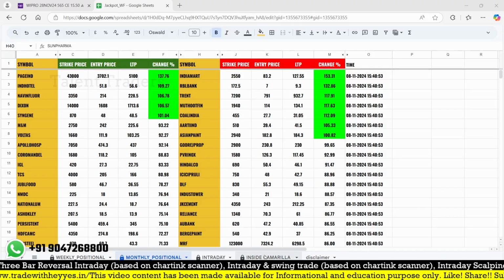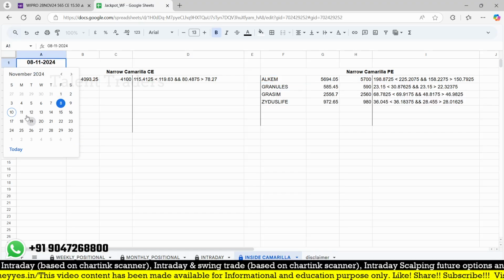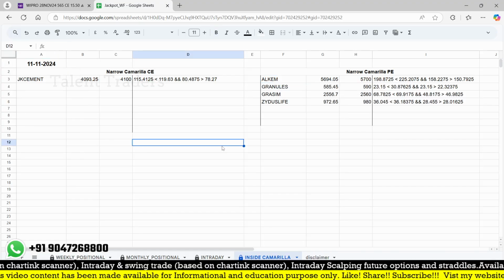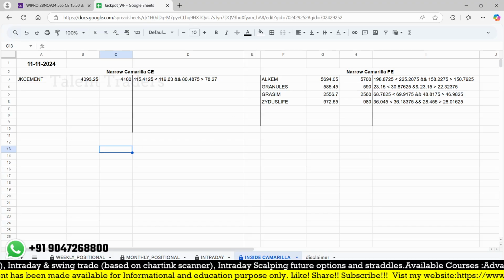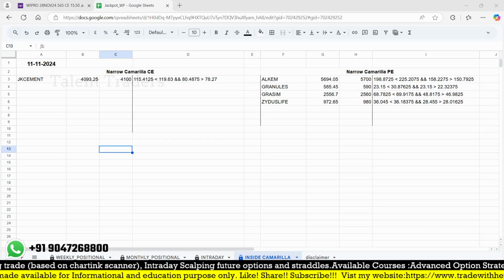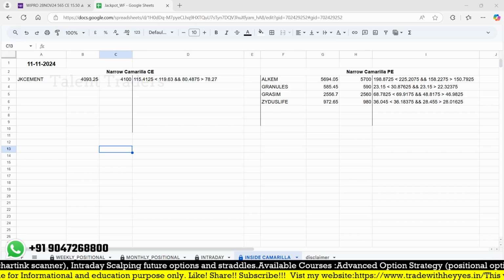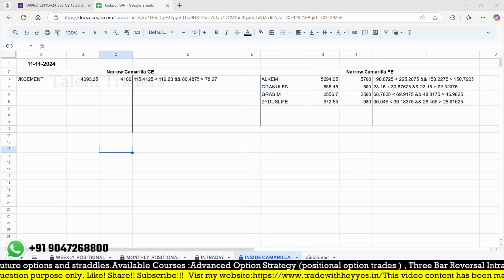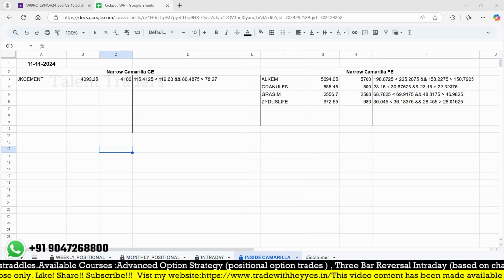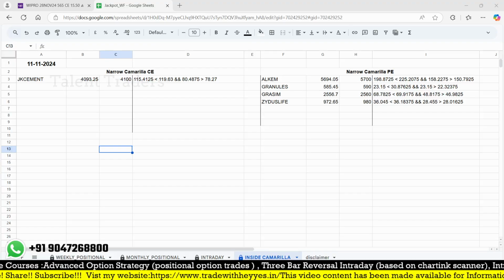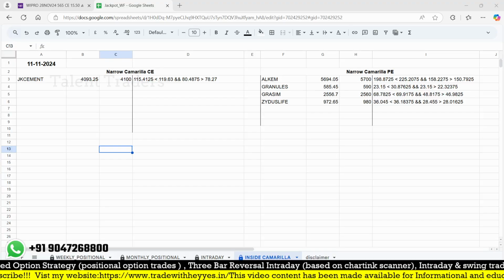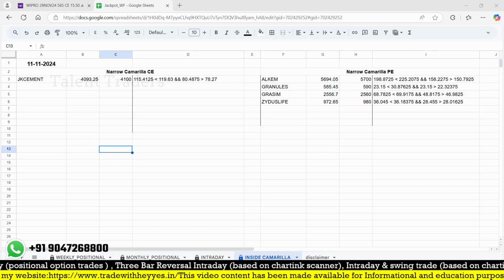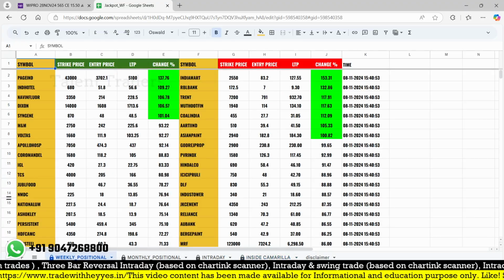And we have already updated the inside Camarilla. So for the 11th, these are the stocks which I found for inside Camarilla, forming on this particular strike price according to the previous day's closing and the particular strike prices which are available. Okay, so let me try to update our sheet, and the stocks and strike prices which are going to change on weekly and intraday.